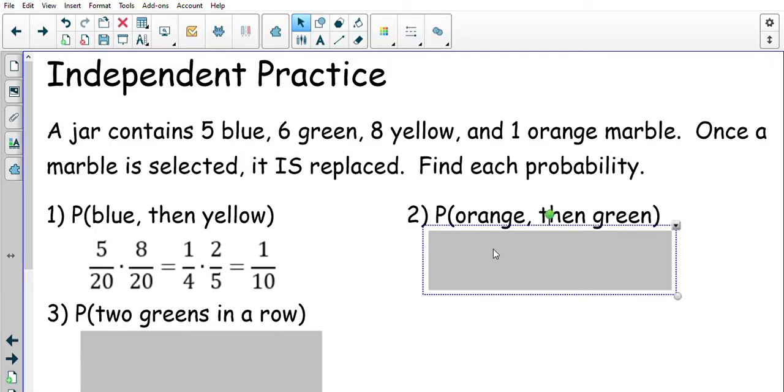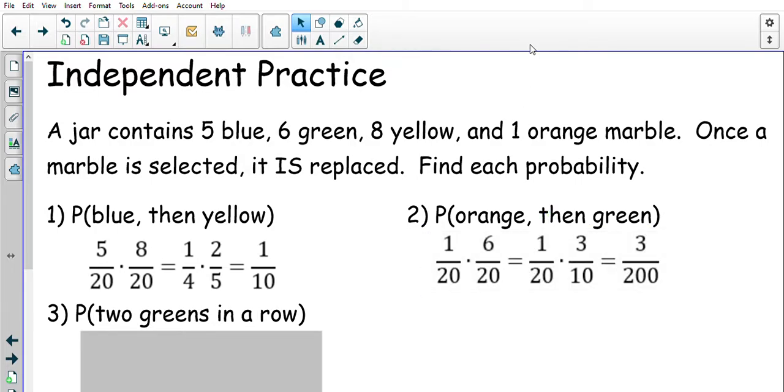Hopefully you have a calculator where you can multiply these things. If you don't, again, try reducing them ahead of time, or at least try your best to reduce them. You should be able to reduce fractions at this point.